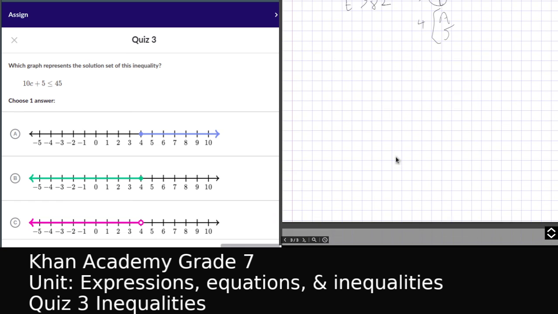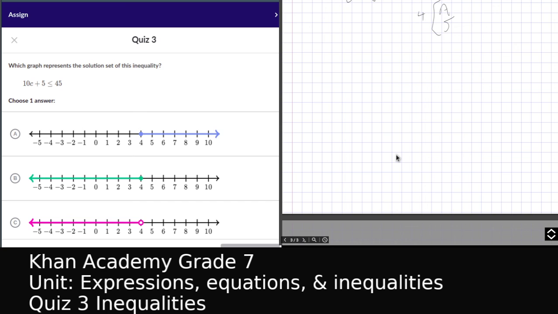Okay. We're on the last question here, and I'm hoping I don't mess it up because, you know, math teachers messing up on live streams really sucks. Which graph represents the solution set of this inequality? So we're just going to solve. 10c plus 5 is less than or equal to 45.